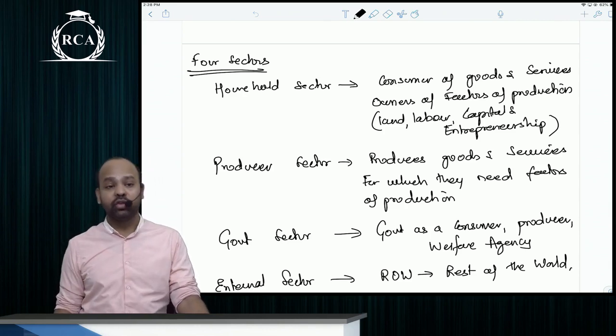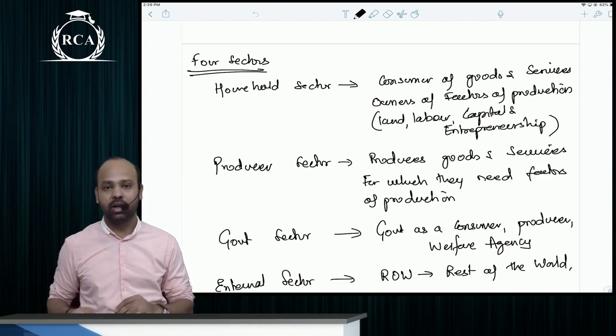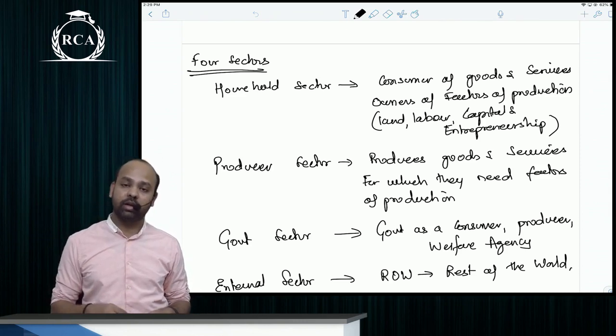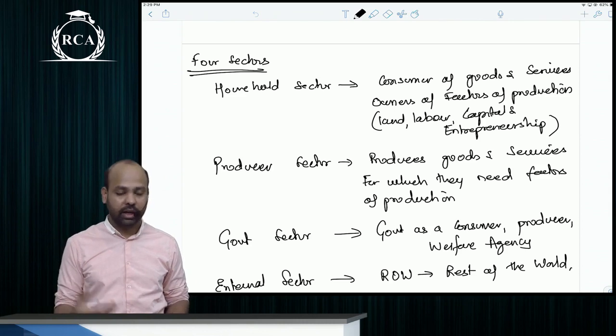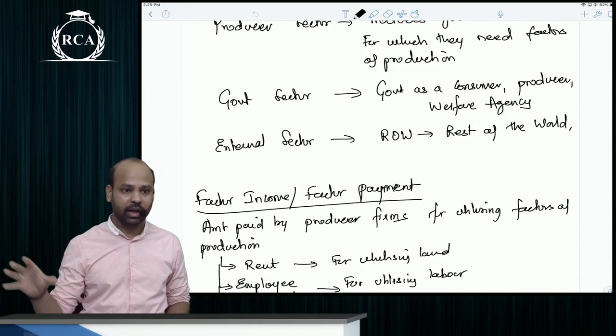Then there is producer sector beta. Producer sector is the one that is producing goods and services. Government sector acts as a consumer, acts as a welfare agency, acts as a producer. External sector is the rest of the world, excluding India as such.